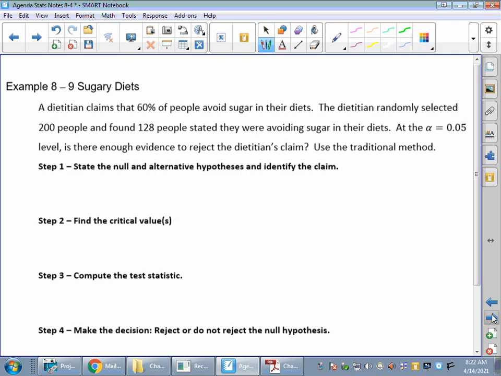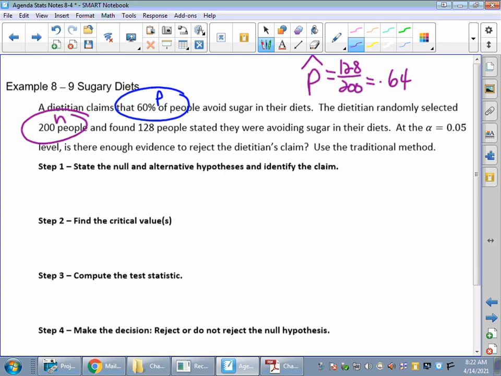So let's do a couple things on the side. I always like to identify everything. So it looks to me like our p is right here, right? That's our population proportion. If a dietitian randomly selected 200 people, hello, here's our sample size. 128 people stated that they are avoiding sugar in their diet. Well, we have to do a calculation for p-hat. 128 people out of 200 are avoiding sugar. I believe that's going to be something like 0.64 when we divide it out. So we know our p-hat. If our p is 60%, of course, we know that our q would be equal to 40%. Turn your percentages into decimals. I think that's everything we need to know.